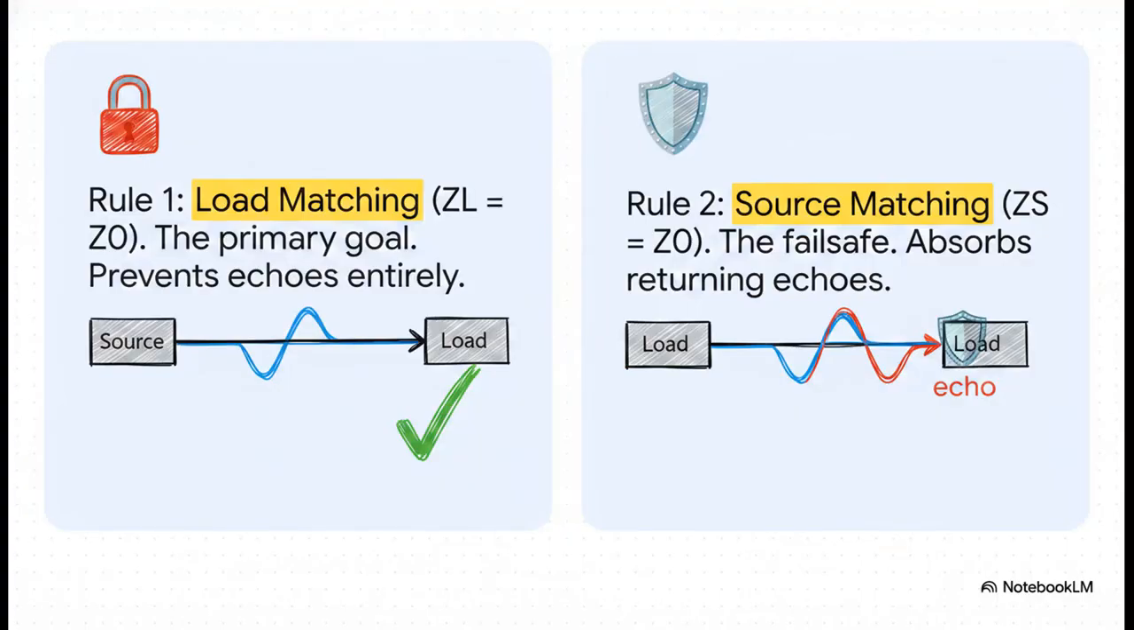Rule number 1. This is the main goal. Match the load to the medium. Make ZL equal to Z0. You do this, the reflection coefficient is 0, no energy bounces back, and your signal is perfectly preserved. Rule number 2 is your failsafe, your backup plan. If, for some reason, you absolutely cannot match the load, you must match the source to the medium. Why? Because when that first echo comes screaming back, the source acts like a perfect sponge and absorbs it completely, stopping that horrible cascade before it can even start.